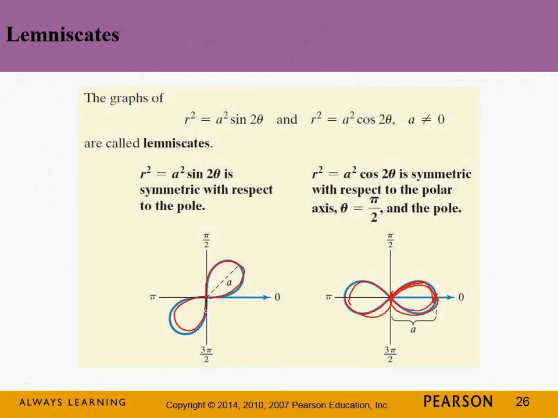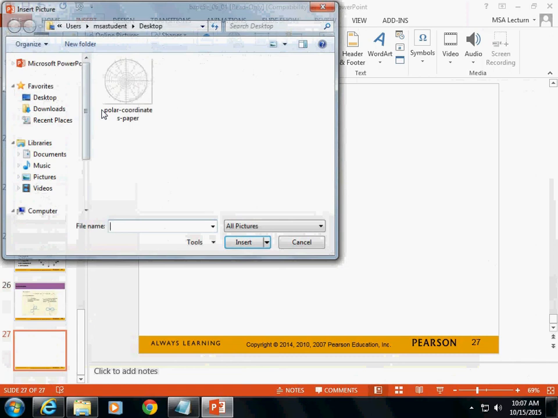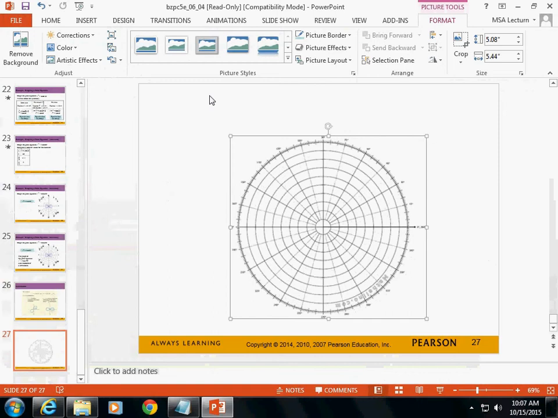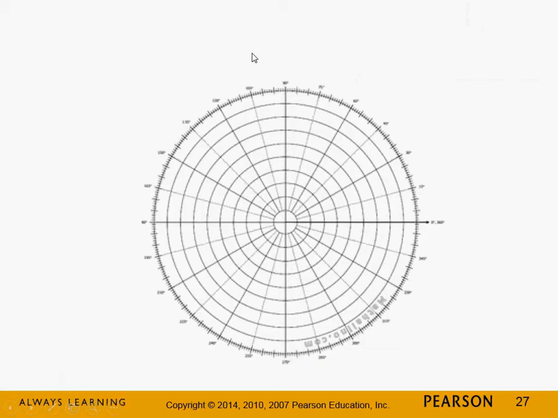So let's do another. What if we wanted to graph r squared equals 16 sine 2 theta? Is it in the form for a lemniscate? Yeah, really all you're looking for is that r squared and that 2 theta. If you've got r squared and 2 theta, you're a lemniscate, okay?